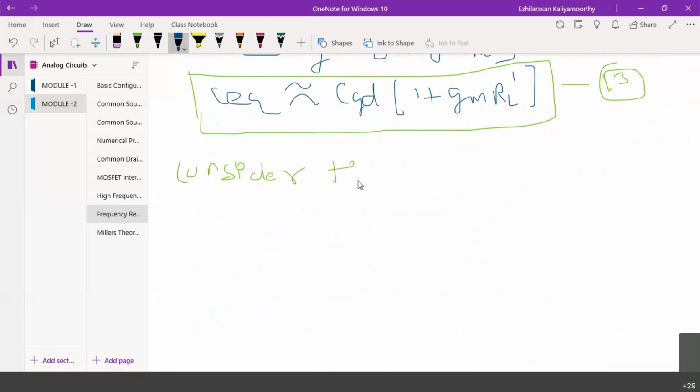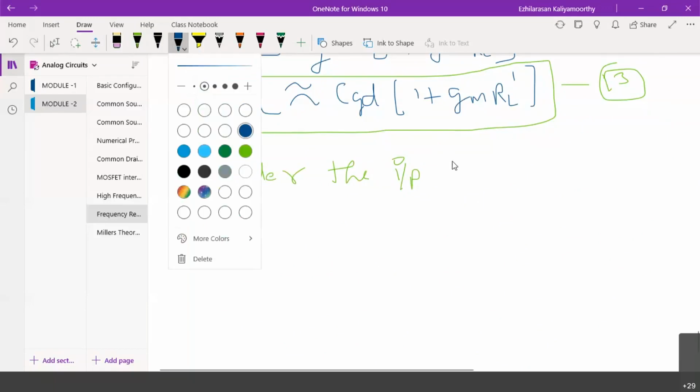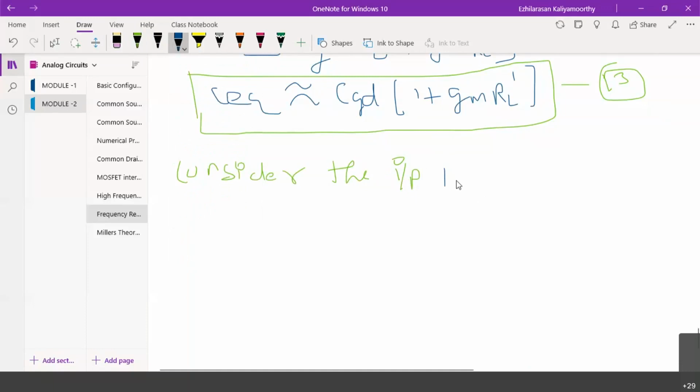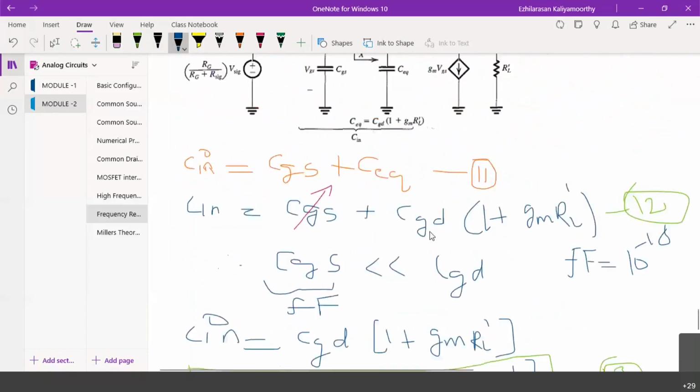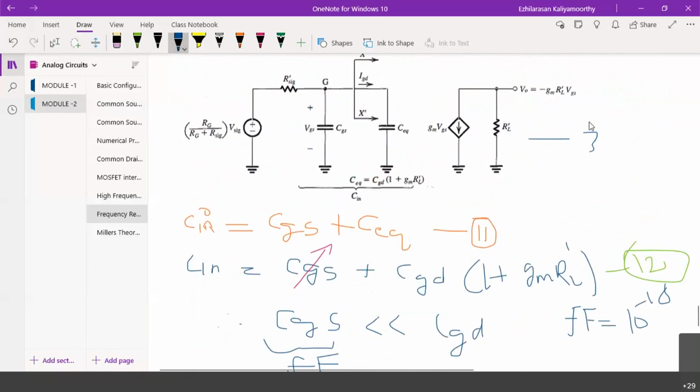Consider the input. Consider the input from which figure? Figure number 3. In figure 3, we may see which is the figure number 3. The figure number 3 is this. This is the figure number 3 actually.